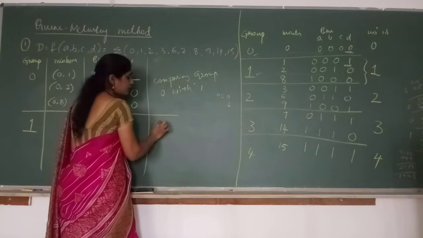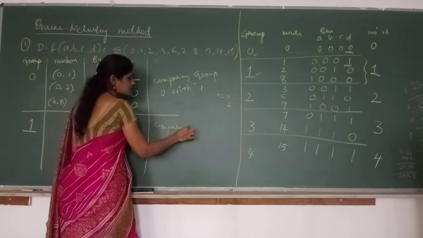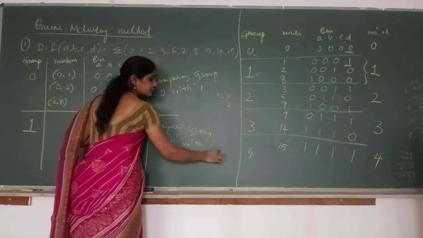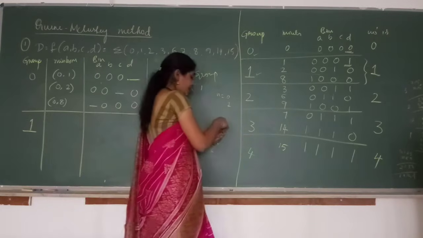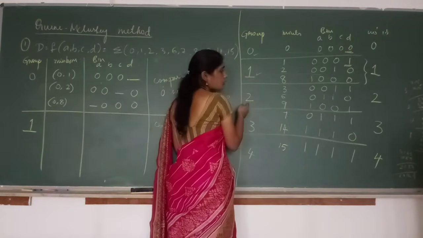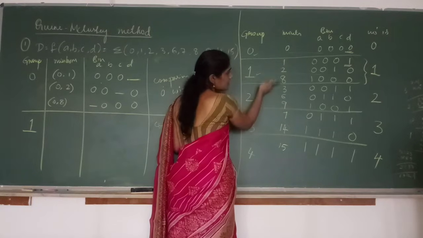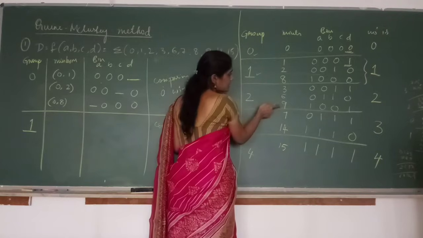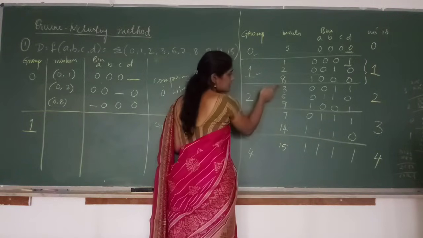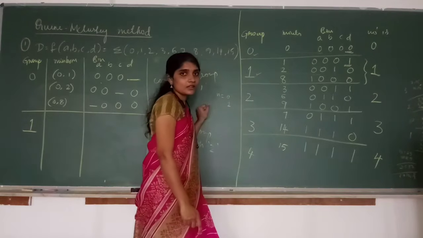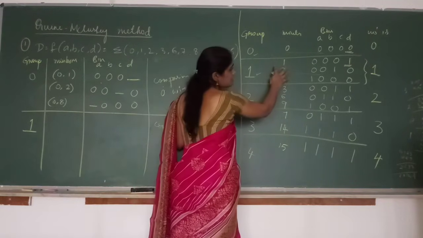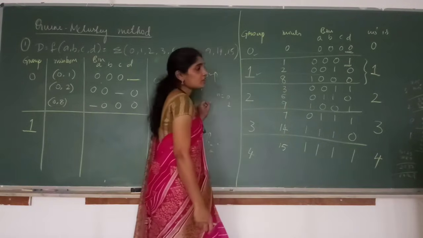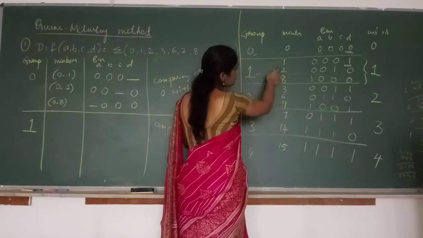Now in this table, we are comparing all the minterms that are present in group 1 with group 2. That means compare 1 with 3, 1 with 6, 1 with 9. 2 with 3, 2 with 6, 2 with 9. 8 with 3, 8 with 6, 8 with 9. Are you getting it? You have to compare all the minterms that are present in this group with all the other minterms that are present in the third group. Fine?